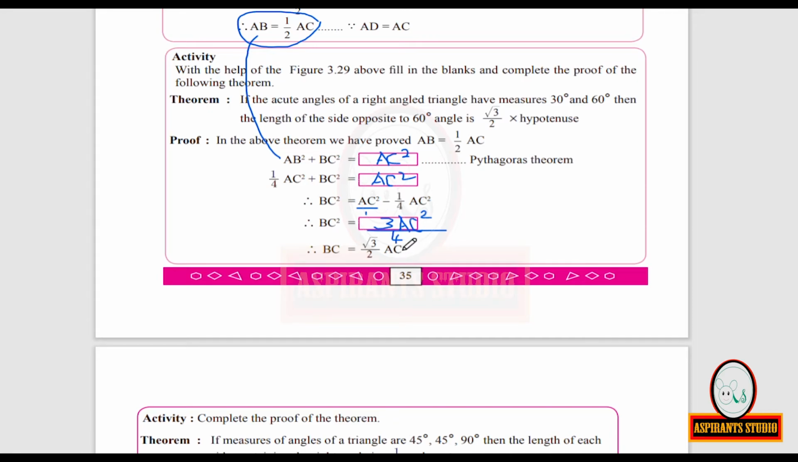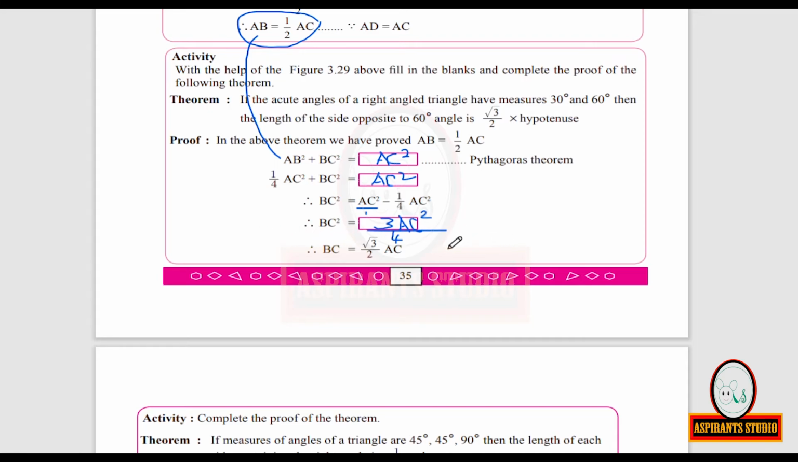Now taking square root on both the sides, because here it is BC square, we want to remove the square. So you have to take the opposite operation with the square root. Taking square root on both the sides, the square root of BC square will become BC, because square and square root will get cancelled because they are opposite operations. And on the right hand side, we will get square root of 3 AC square upon 4.